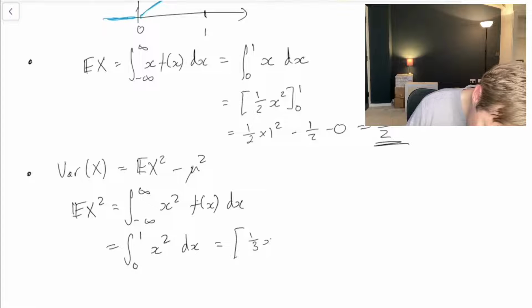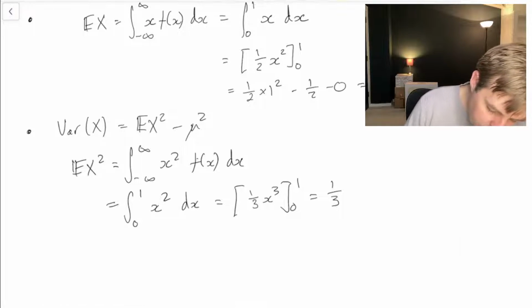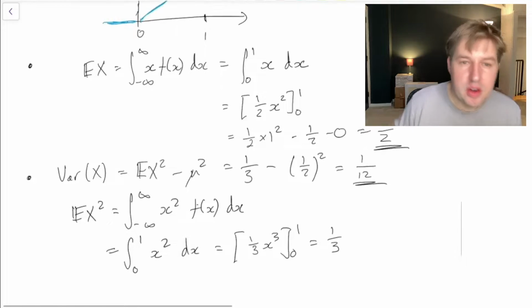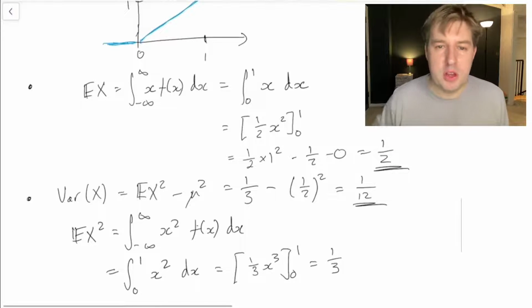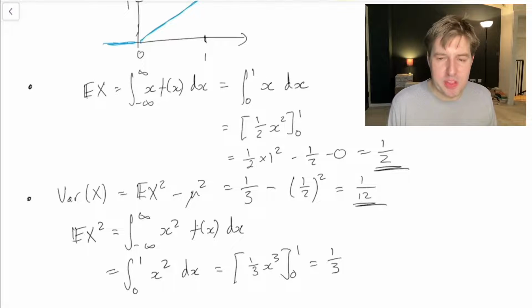So that's going to be 1/3 x cubed between 0 and 1. That's going to come out as a third. So the variance of x is equal to a third minus mu, which is a half, squared. I believe that comes out as a 12th for the variance, using the fact that we knew the expectation was a half. So that was me trying to quickly run through all those properties for our continuous uniform distribution. But you can see it's all coming down to integrating probability density functions over the areas where they're non-zero.